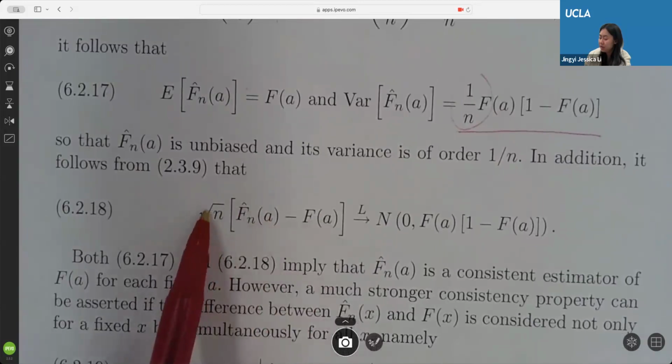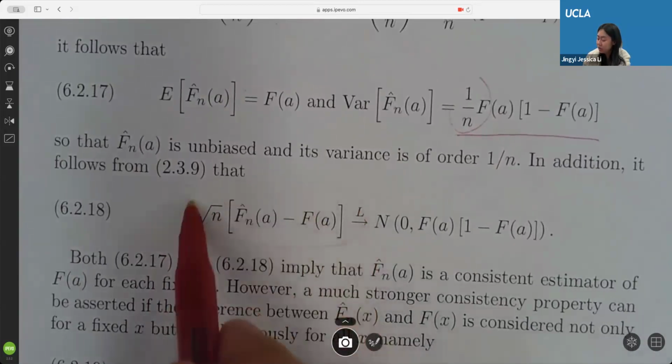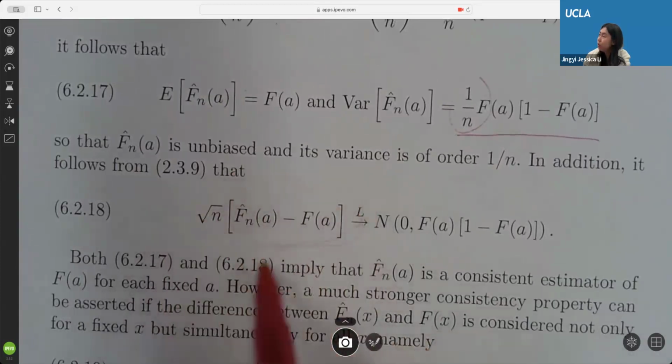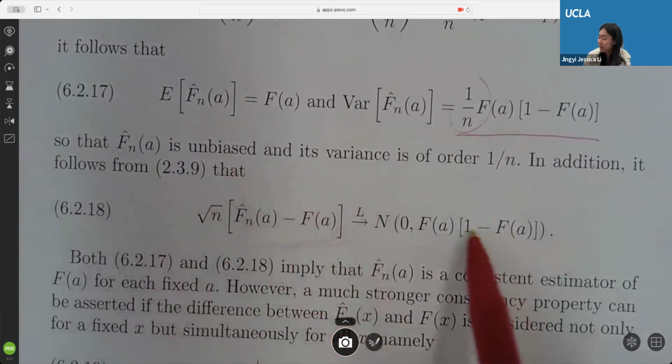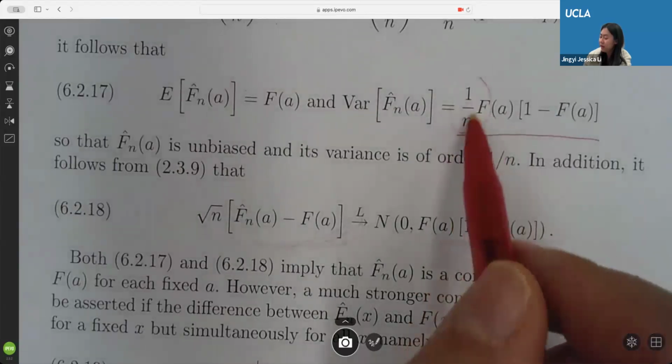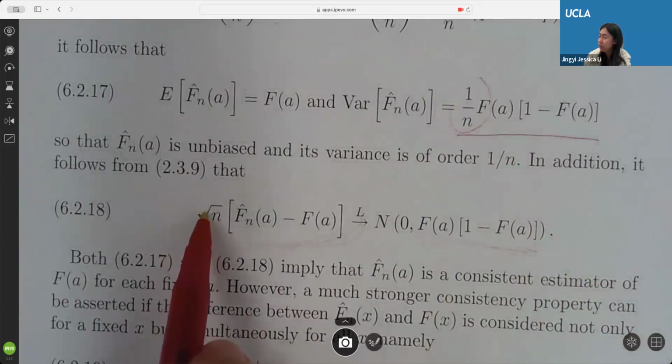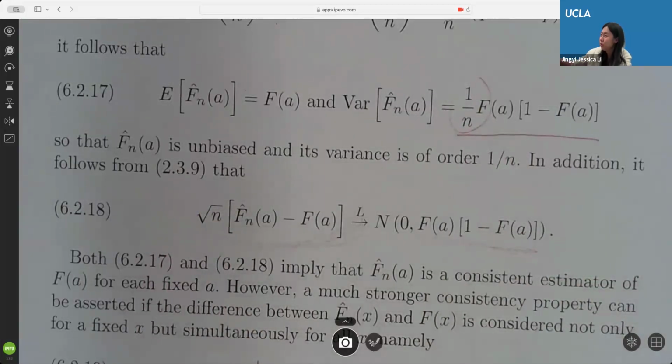Taking their difference, scale it by root n. Essentially, the variance of this term will have nothing to do with n. It stabilizes in the asymptotic variance because the 1 over n will be canceled by this n, right? Because in the variance, the square root of n comes outside and gets squared to be n. That's how we get this.